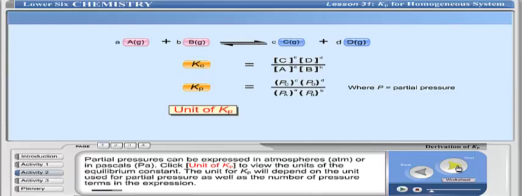Partial pressures can be expressed in atmospheres or in pascals. Click the unit of Kp button to view the units of the equilibrium constant. The unit for Kp will depend on the unit used for partial pressure as well as the number of pressure terms in the expression.